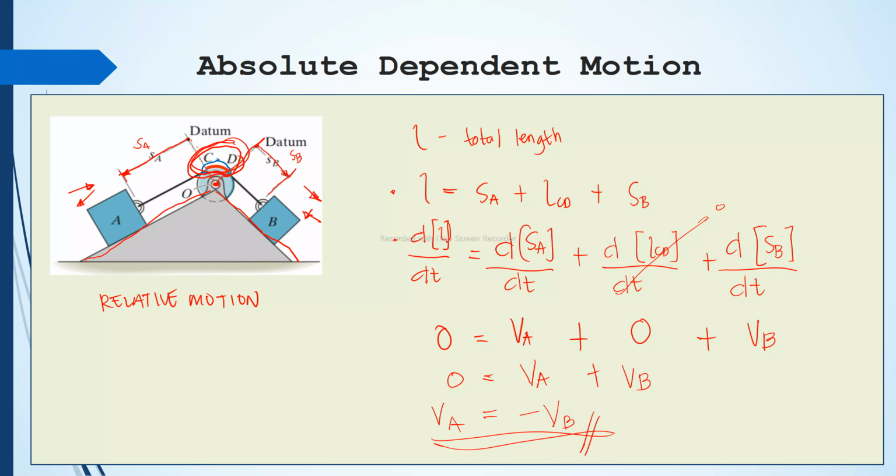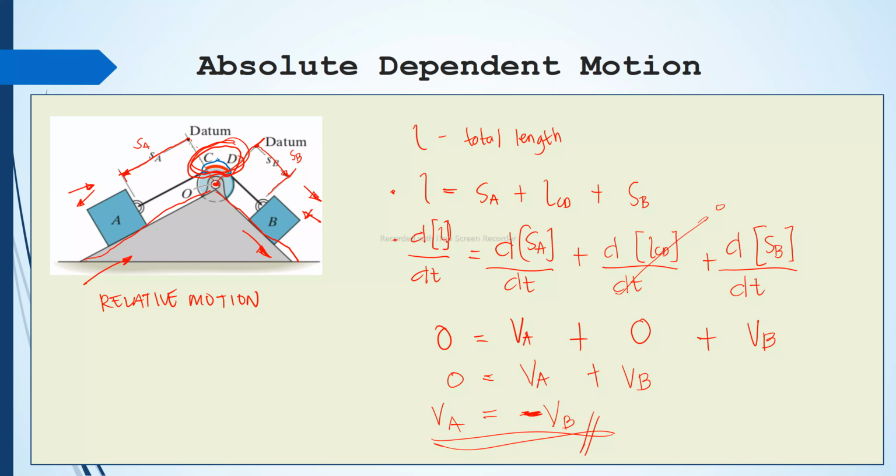So what is the purpose of this? Why is the velocity of A equal to the negative velocity of B? It just represents the direction of the velocity of B. If the velocity of A is moving upwards along this inclined plane, negative represents the opposite. So it means that B is moving downward along the inclined plane. So that is simple.